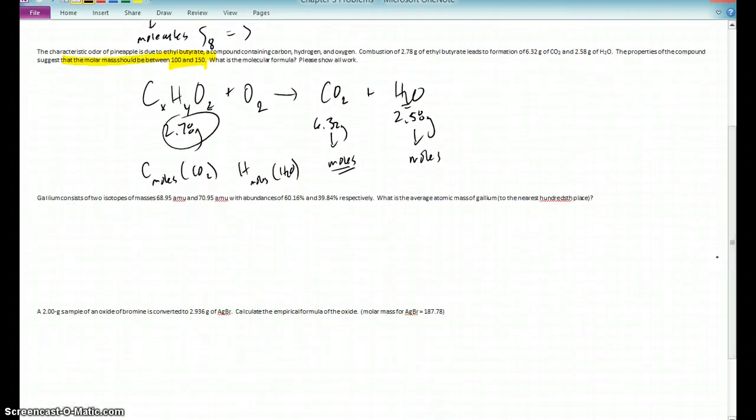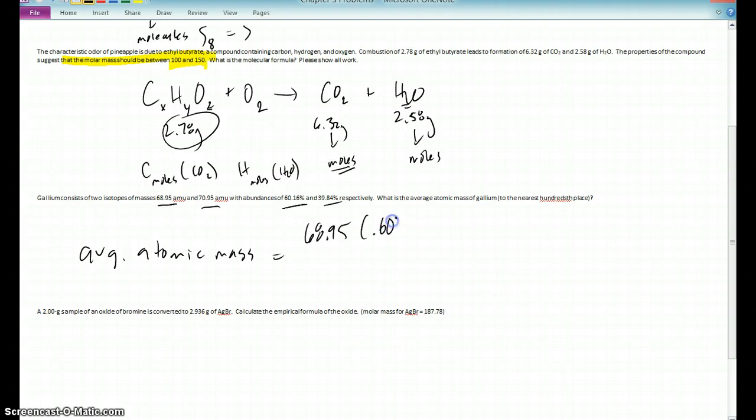And then the third problem here, we've got 2 isotopes of mass 68.95 and 70.95 respectively, and then you have abundances. So this is a classic average atomic mass. This is what's known as a weighted average. And here you simply have to take the masses and multiply them by the abundances and then add them together. So I'll let you figure the rest out there.